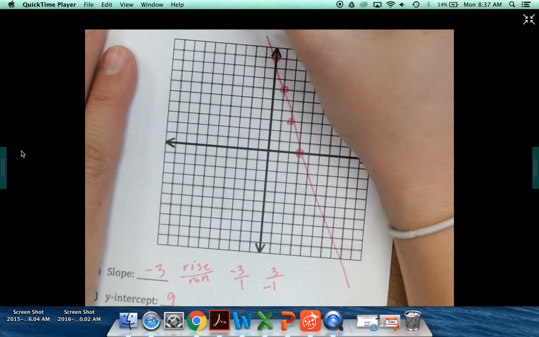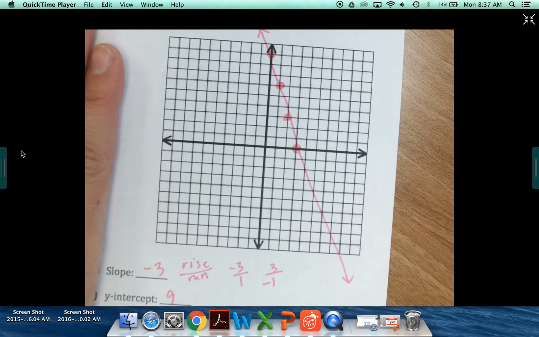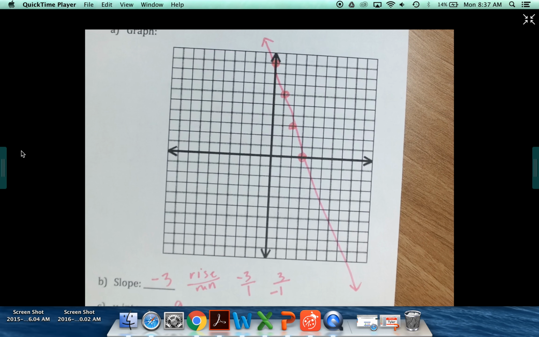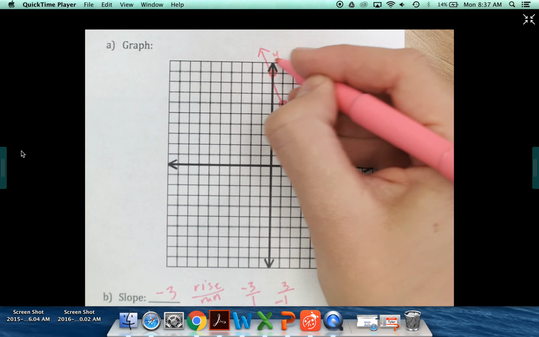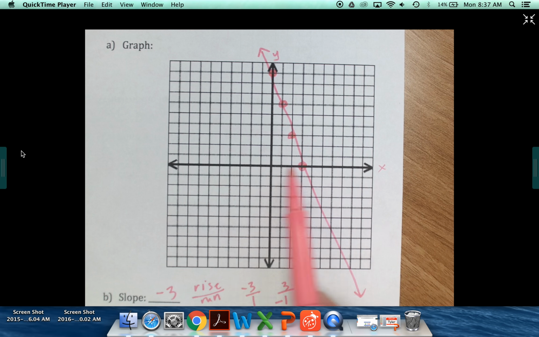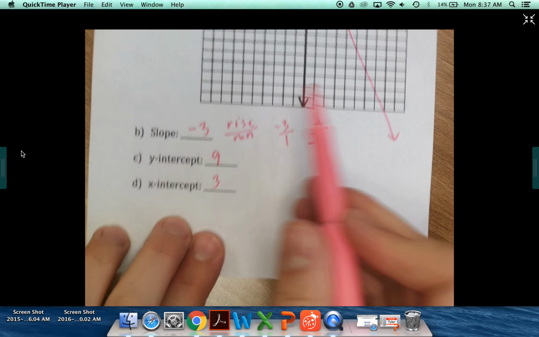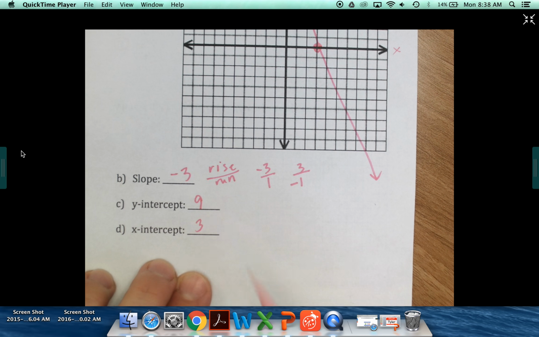So here is my line. From this, I can tell, this is my x-axis, this is my y. I can tell my x-intercept is right here at +3. So my x-intercept is here at 3.